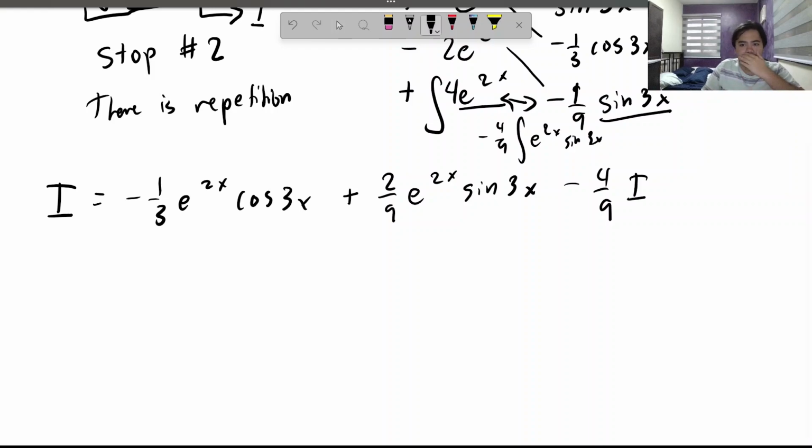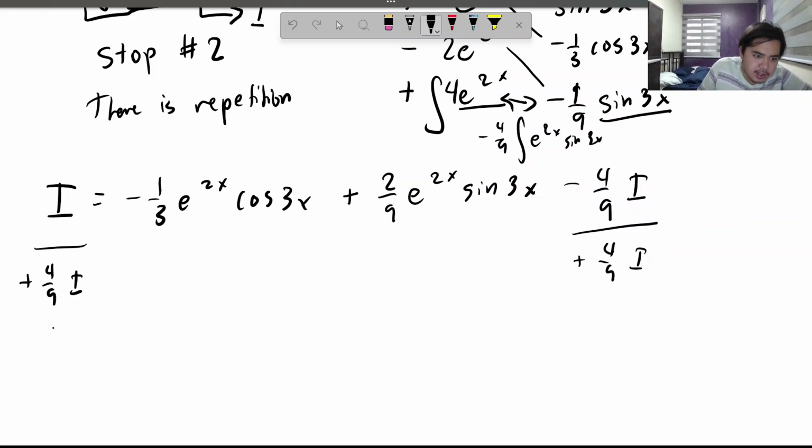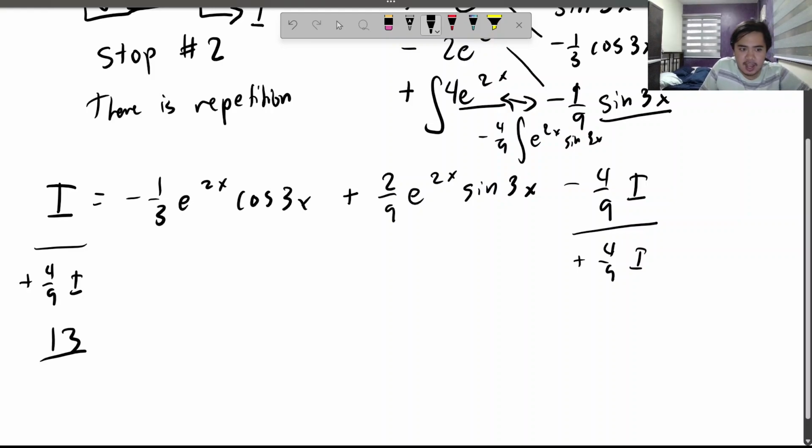Now, the next step is to combine everything that has I in it. We do that by adding 4/9 I to both sides, or transposing, whatever floats your boat. But this is where the mistake happens. I accidentally wrote 13/4 back then. It's actually 13/9. Alright? And then we just arrange this to make it prettier.